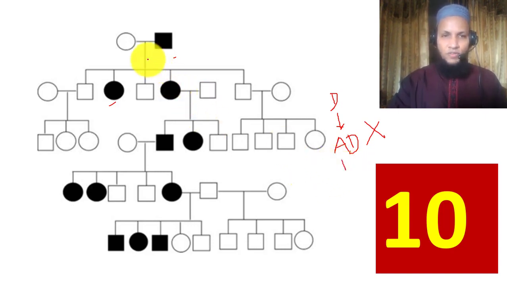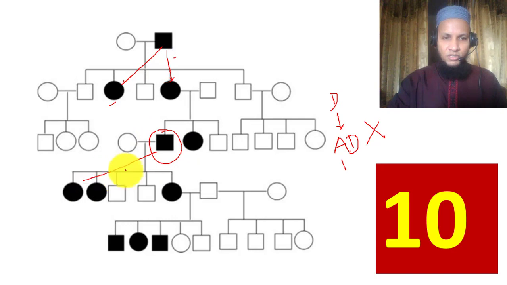So for this we can look for sex biasness. We can see that an affected father has all daughters affected. This man has two daughters, they are affected. This man has three daughters, all are affected. So this is X-linked dominant.